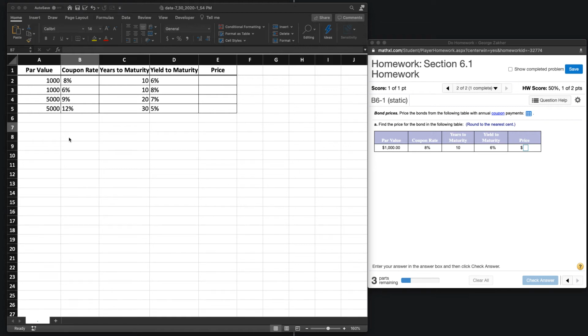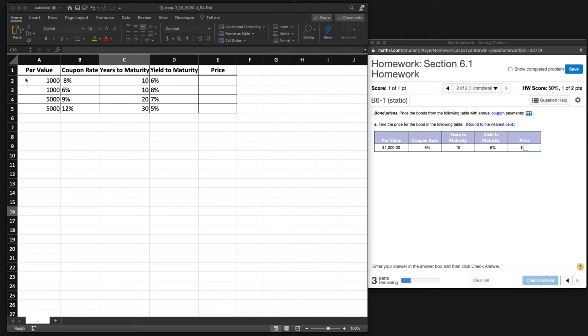Everyone, welcome to section 6.1 of the homework, discussing bond prices. So we'll be calculating the bond prices given a table of annual coupon payments. So I've downloaded my table.